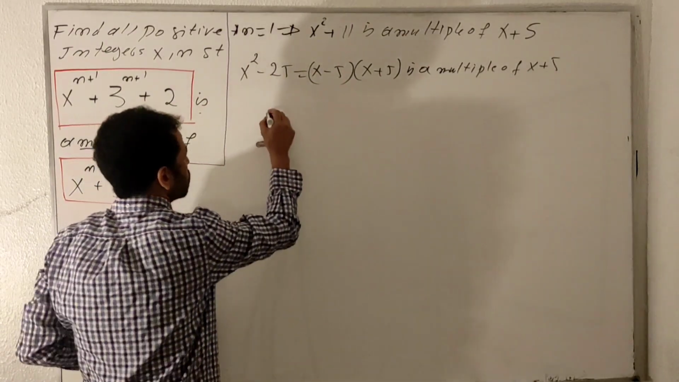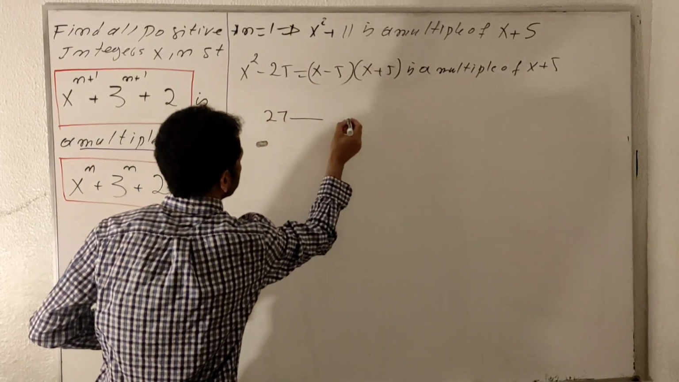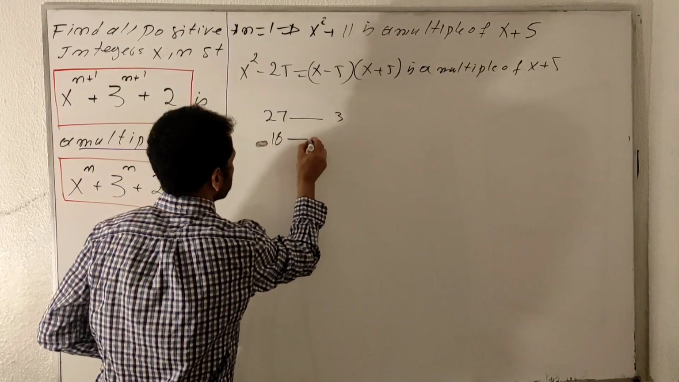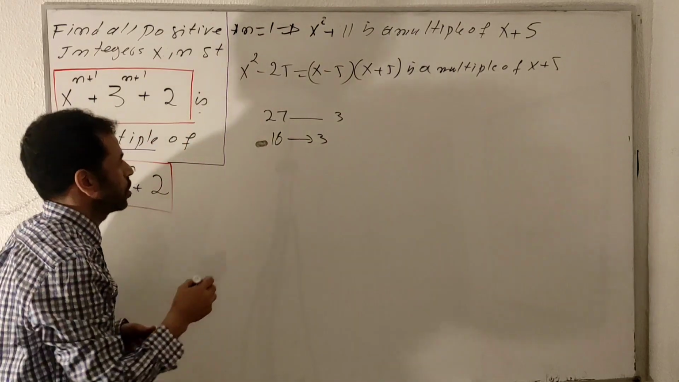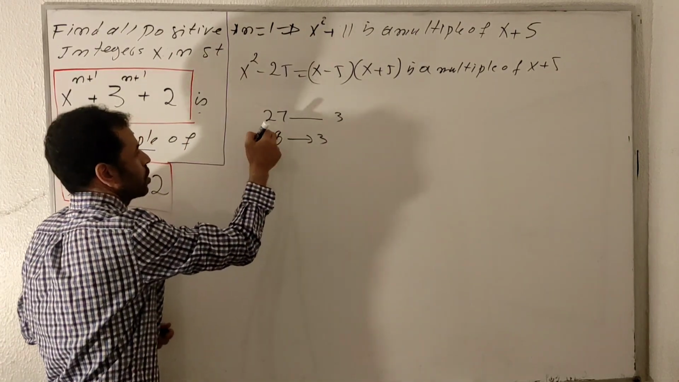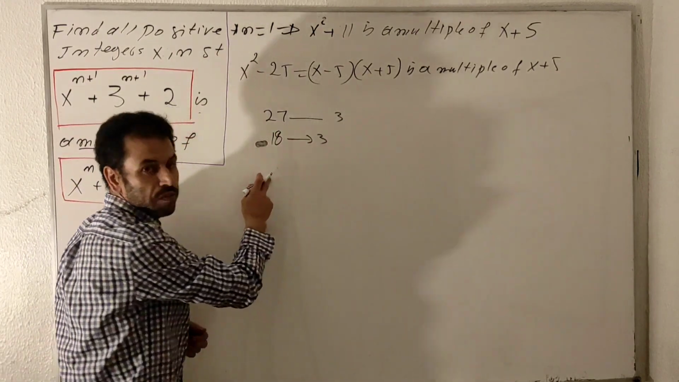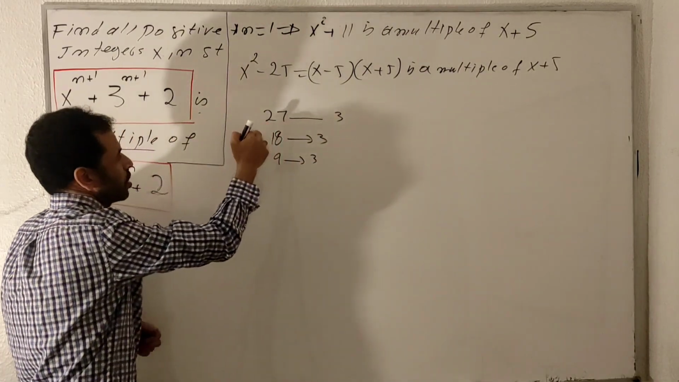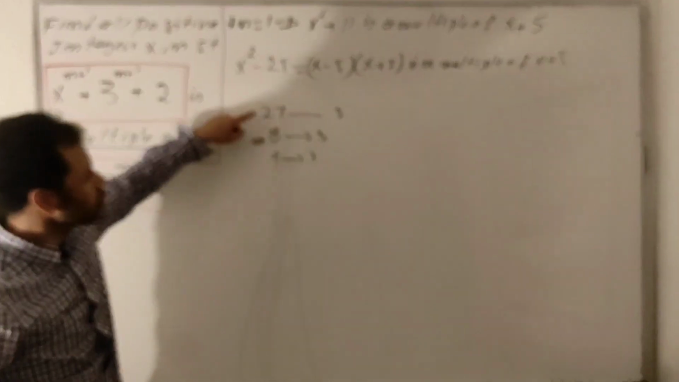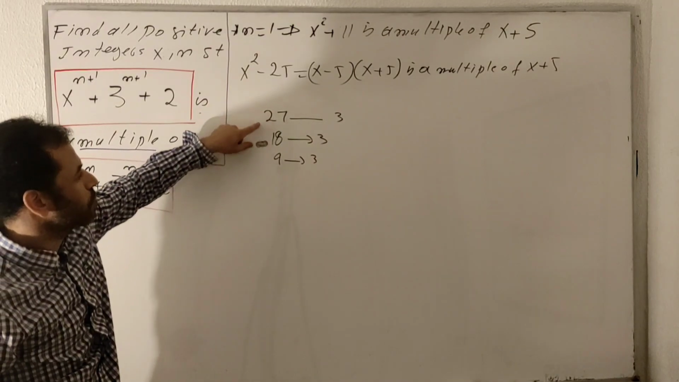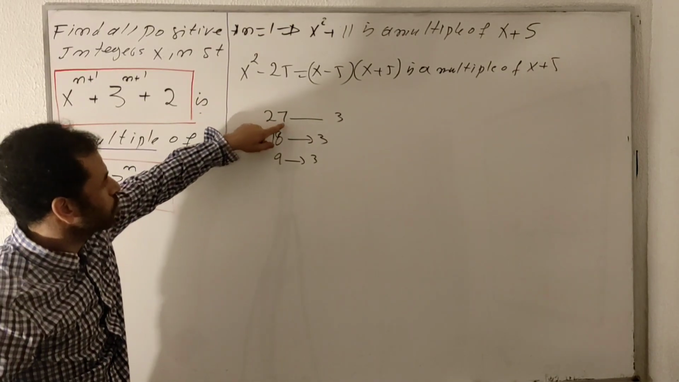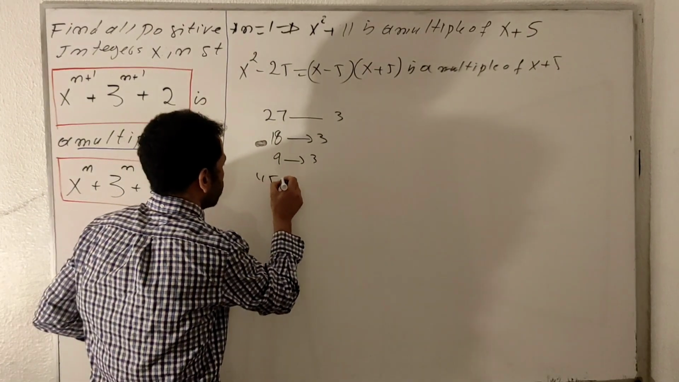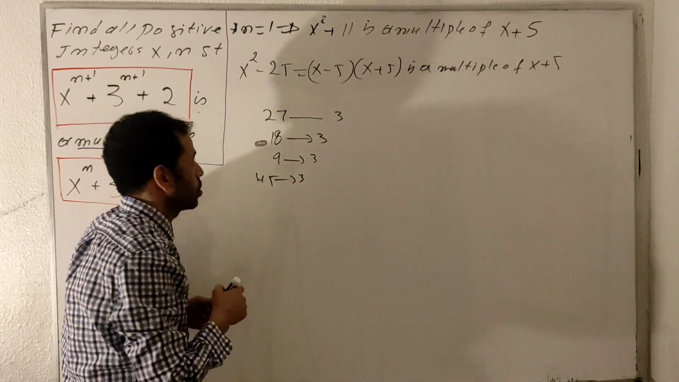For example, take 27, which is a multiple of 3. And we also know 18 is a multiple of 3. So if I take the difference, 27 minus 18, which is 9, is a multiple of 3. So the difference of these numbers is a multiple of 3. Also, if I take the sum, 27 plus 18, which is 45, is a multiple of 3. This is what happened here.